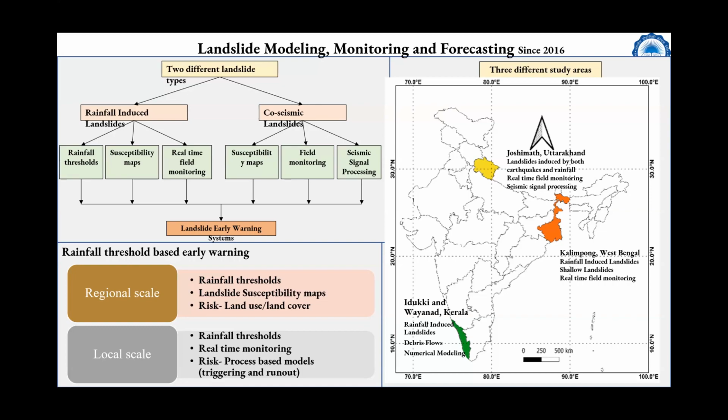As I said, I'm working on both rainfall-induced and co-seismic landslides. We are also working on different scales. We are trying to build warning systems considering the local scale and also the regional scale. We are trying to calculate the thresholds and then validate those thresholds with real-time monitoring, and then build our own performance-based real-time monitoring system for the development of early warning. So this is the overview of my talk.